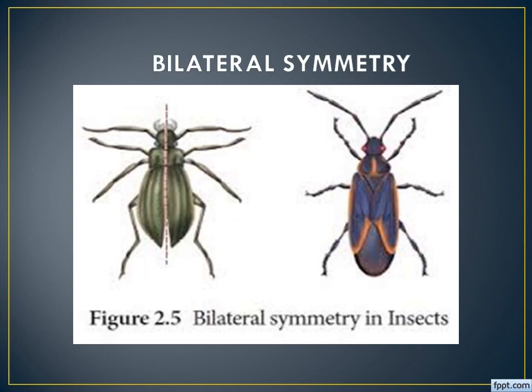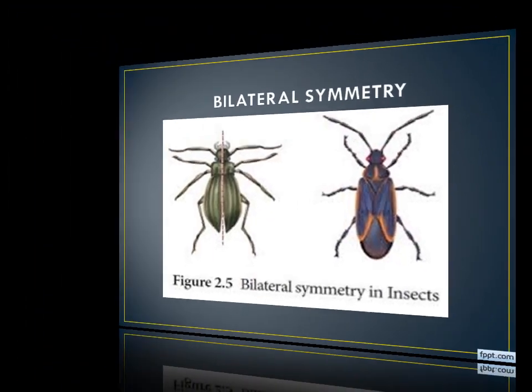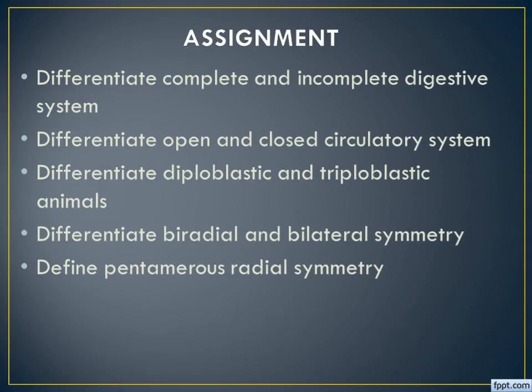Fine. Of course, let us go for some assignments. From today's class we can do some assignments here. The first one is differentiate complete and incomplete digestive system, right? Okay. Next one, differentiate open and closed circulatory system, right? The third question, differentiate diploblastic and triploblastic animals. Fine. And the fourth one, differentiate biradial and bilateral symmetry. And the last question is define pentamerous radial symmetry, right? And hope you will go through these questions. If you have doubts, you can review these videos once again.